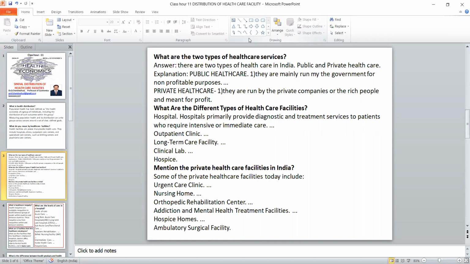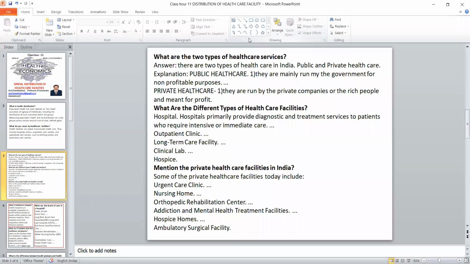Why? Because some medical treatments require advanced vision and other technology, which sometimes the government cannot afford. There are two types of healthcare service. One is rendered by the public healthcare. The second one is by private healthcare.